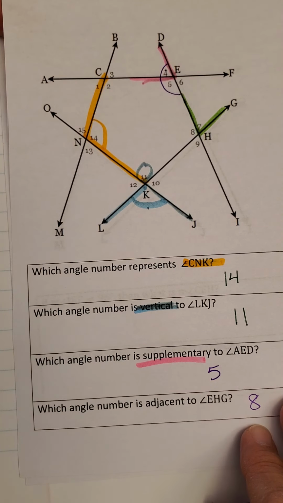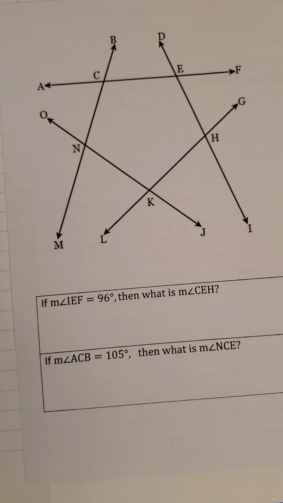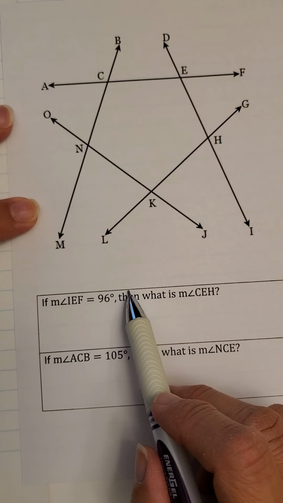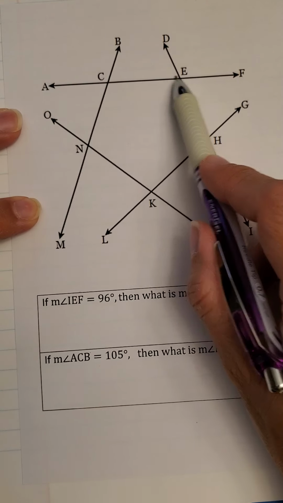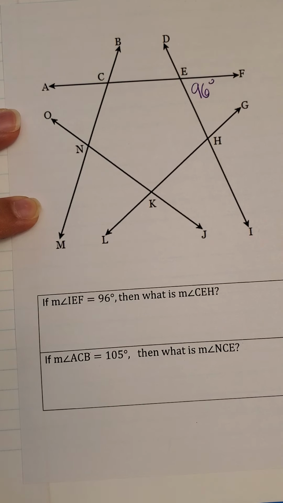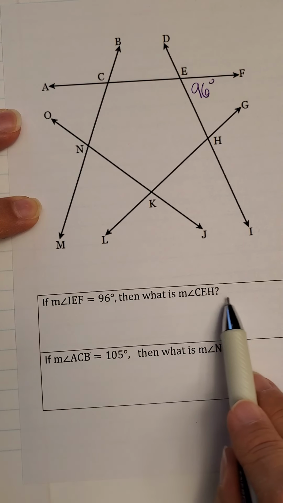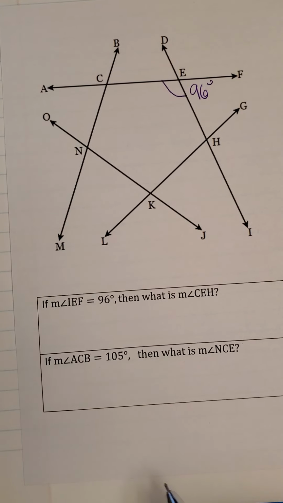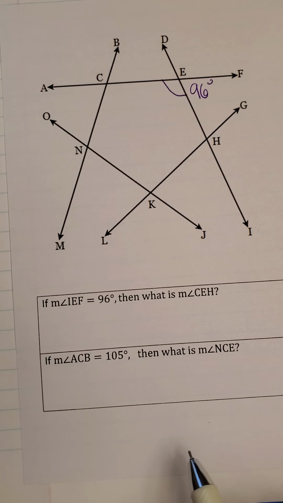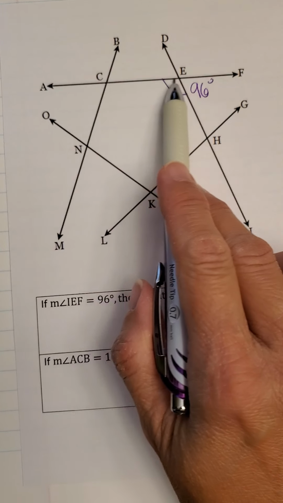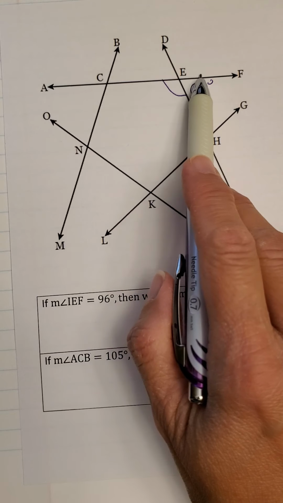Alrighty, well, we're going to kick it up a step. Here we go. If angle IEF, so let's find IEF. Okay, so that's IEF, that's this one right here. If that one's 96 degrees, then what is angle CEH? CEH, they want this one right here. Well, what do we notice about those two angles? They share a side, so they're adjacent. They also make 180 degrees because the two sides that they don't share are opposite rays, so that's 180 degrees.